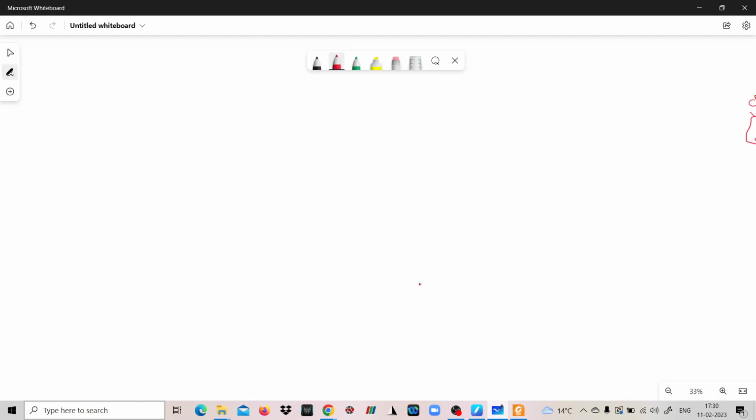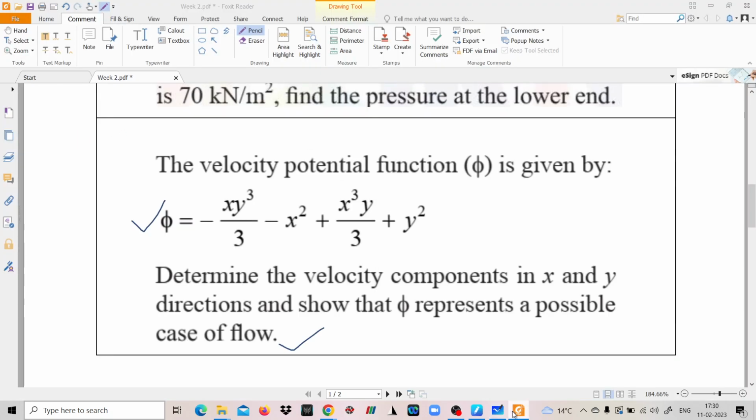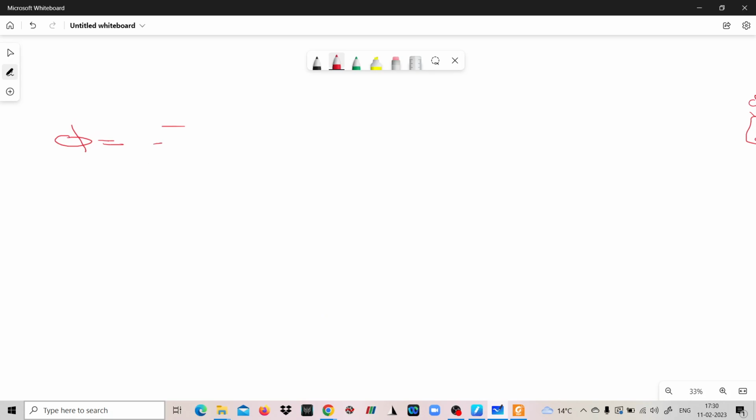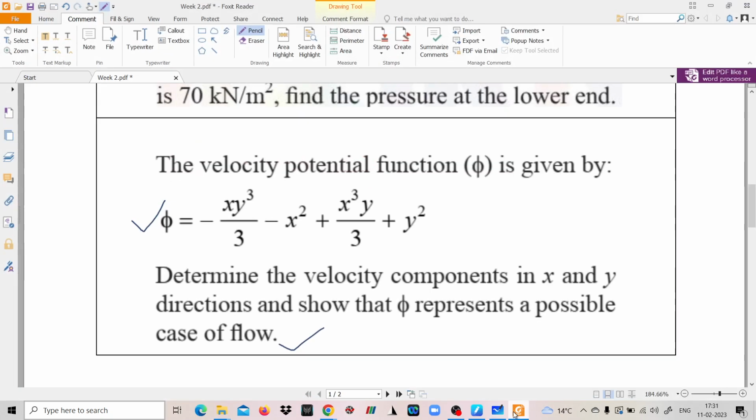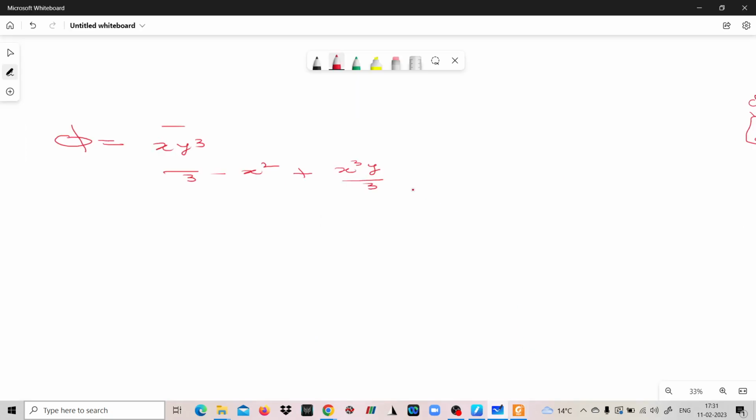If phi is given to you, the value of phi that is given to you is phi is equal to xy cube by 3 minus x square plus x cube y by 3 plus y square.